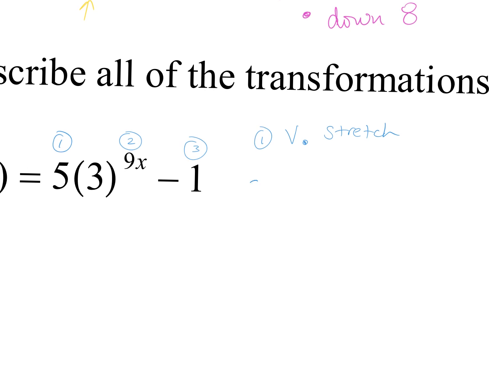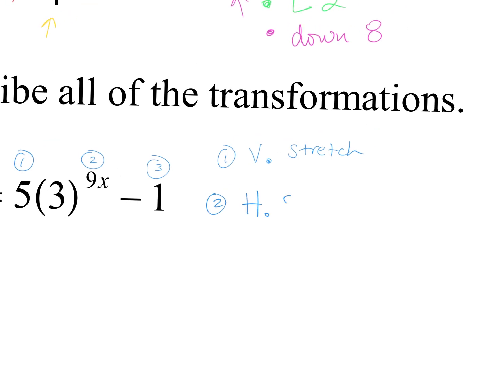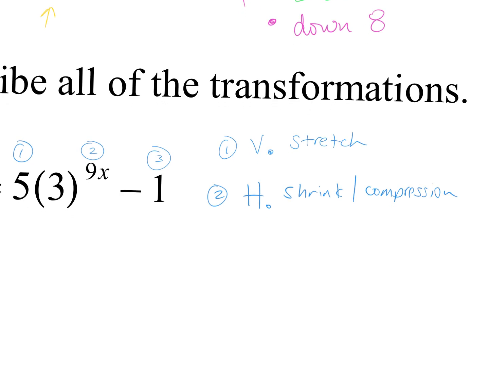What's number 2 telling me? It's with the exponent. So I know it's horizontal. Shrink. It's the opposite of what we think since it's horizontal. So horizontal shrink or compression, whichever word you want to use, that's fine. And then what is number 3? That minus 1. Down 1.